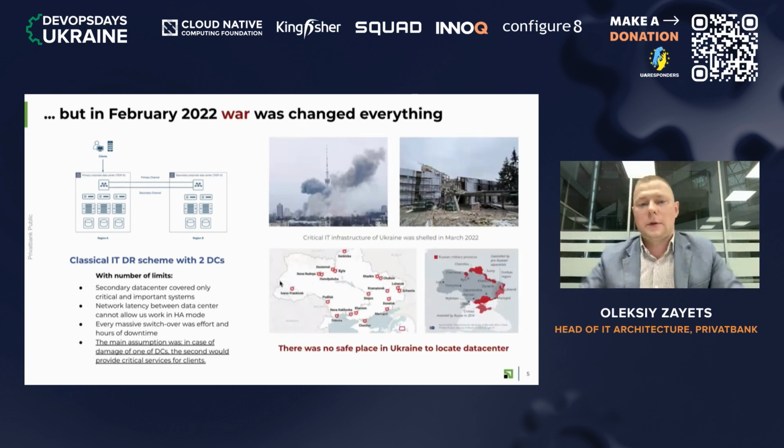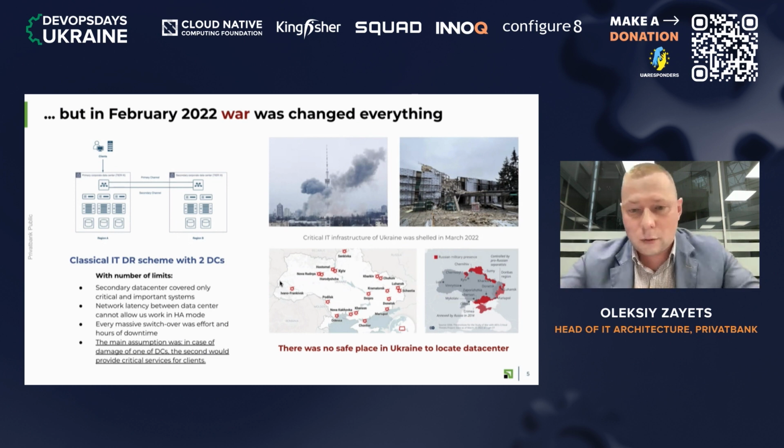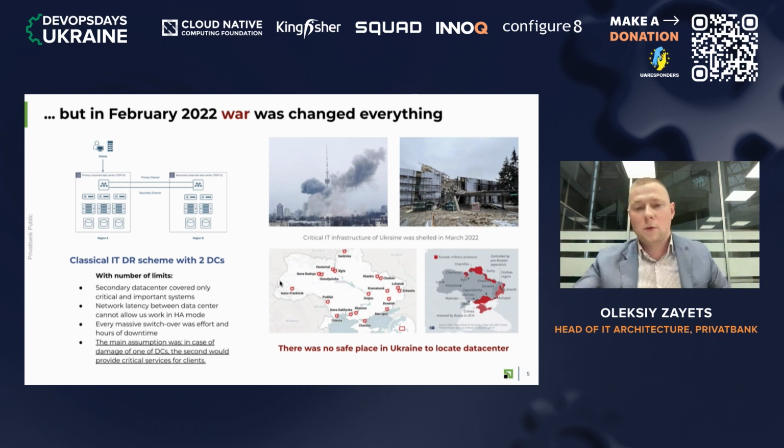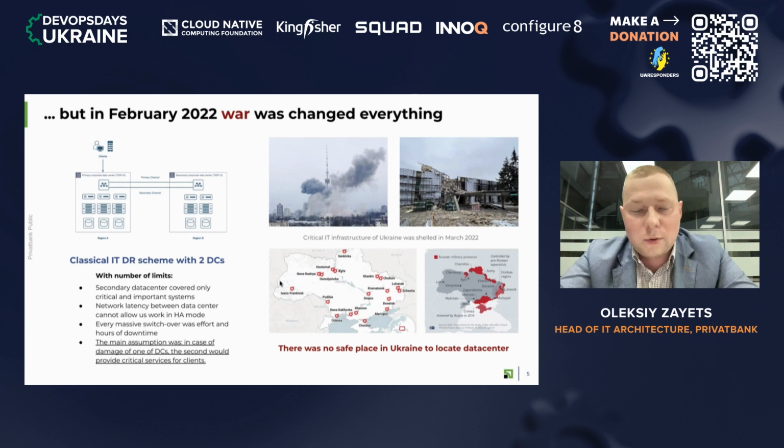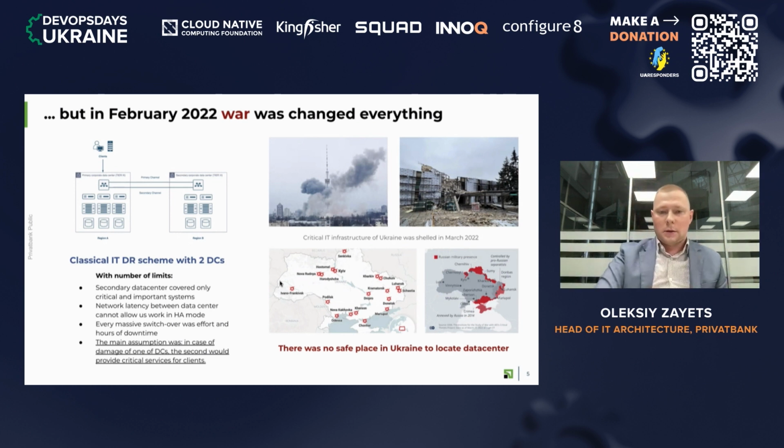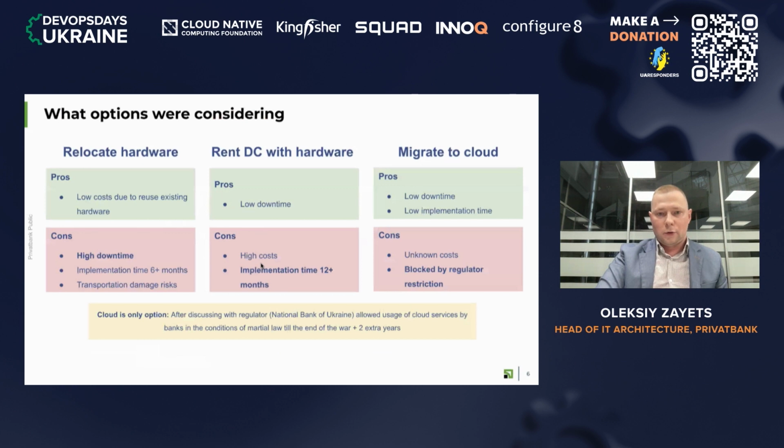in February in Ukraine, we got a lot of missile attacks all over the country. The land invasion was also very aggressive. You can see photos of destroyed or damaged IT infrastructure, IT network and telecommunication systems. That's why there was no safe place in Ukraine to locate a data center, to secure our clients and banking operations. And we started thinking and finding solutions.